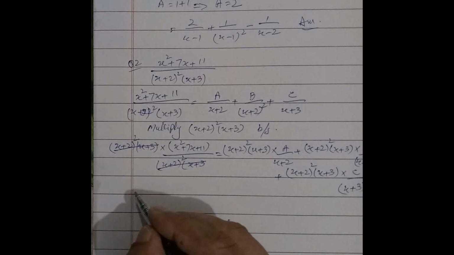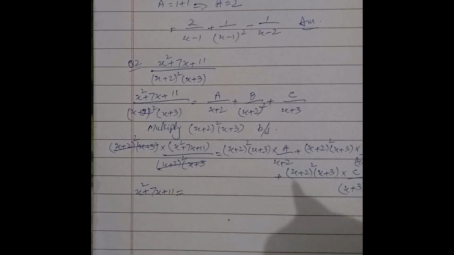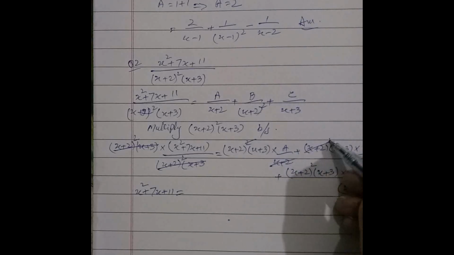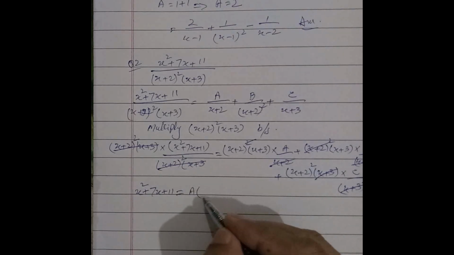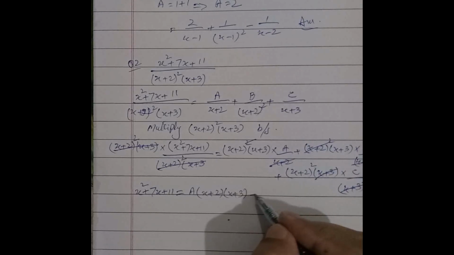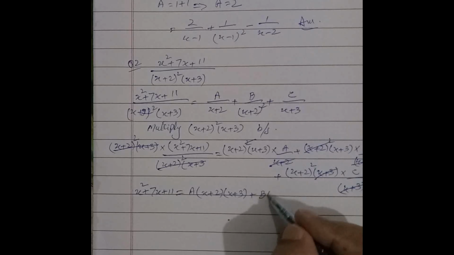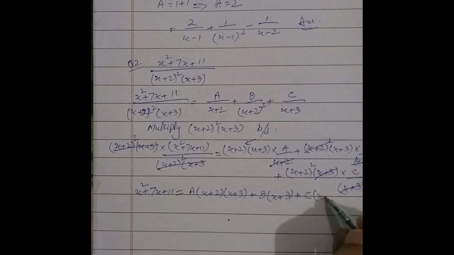Now simplify these values. We get x square plus 7x plus 11 is equal to a, x plus 2 into x plus 3, plus b, x plus 3, plus c, x plus 2 whole square, after the common factors cancel.